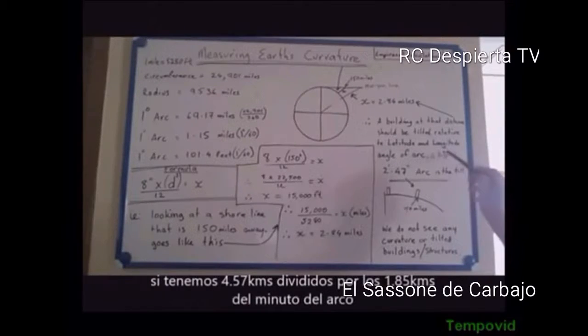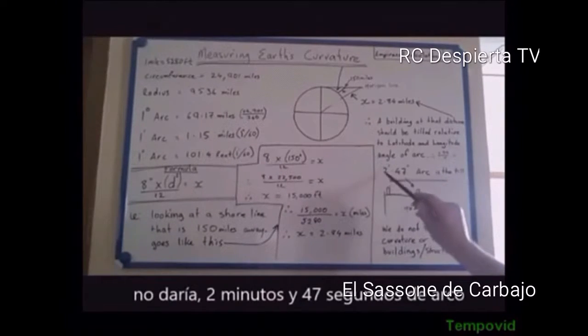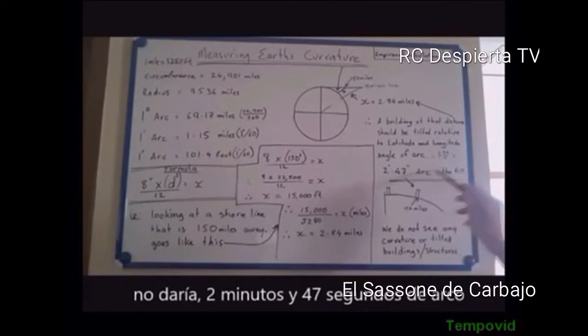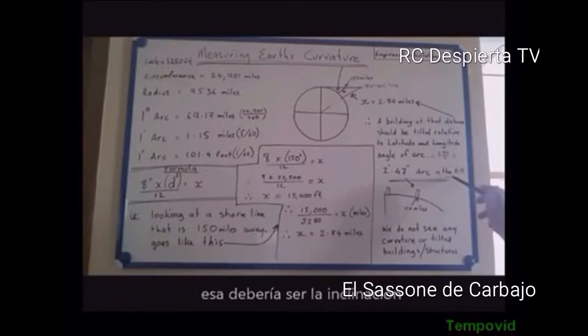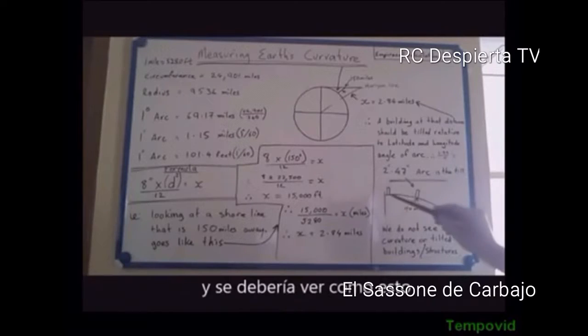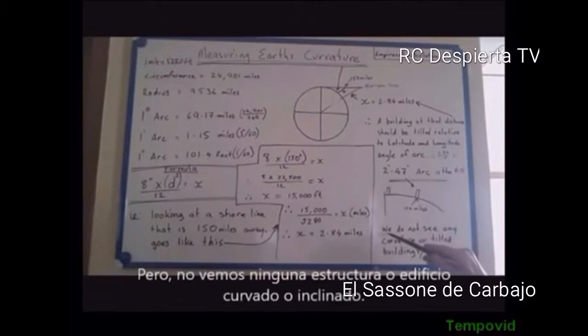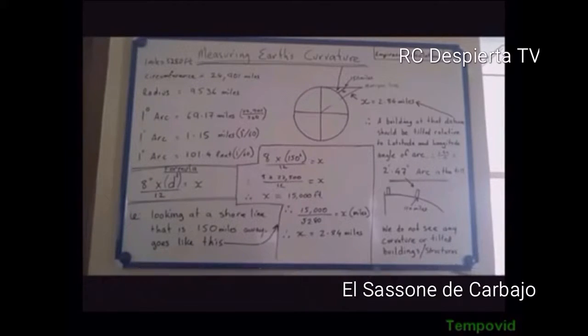Of course, 2.84 miles divided by minutes of arc will give us 2 minutes and 47 seconds of arc. That should be the tilt, if we saw anything at that distance. And it should look something like this. But we do not see any curvature or tilted buildings or structures whatsoever.